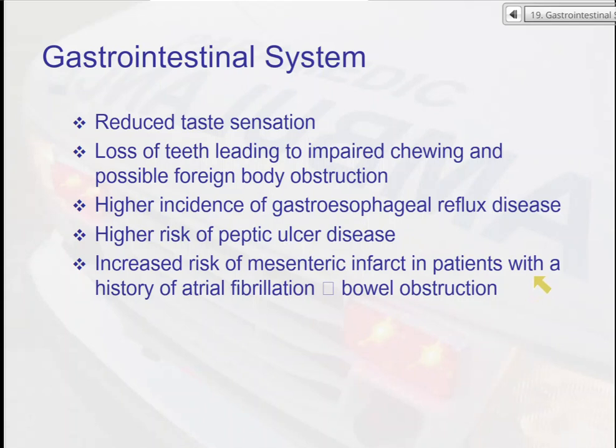There's an increase of risk of mesenteric infarcts in patients with a history of chronic atrial fib. What happens with atrial fib, even though they're anticoagulated, you still get microclots, and they travel to the brain, the lungs, the GI tract, and you can get small infarcts in the mesenteric vessels, and that can be enough to cause an ileus, so an impairment in peristalsis, and lead to a bowel obstruction. So if you've got someone with GI obstruction-like symptoms, and they've got a history of chronic AFib, there's a good possibility that's the cause.